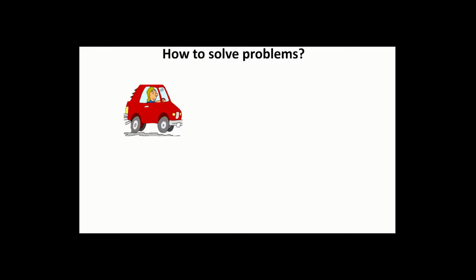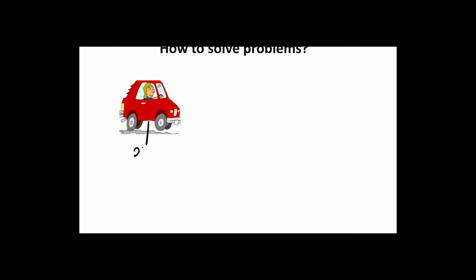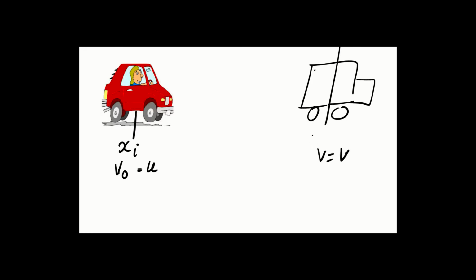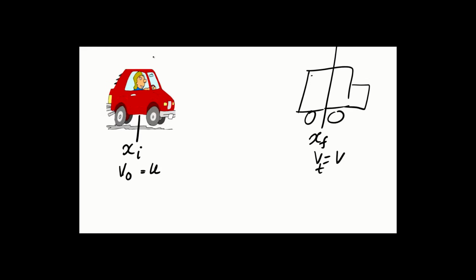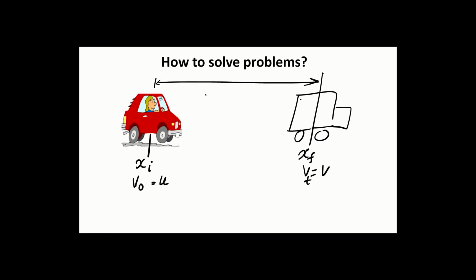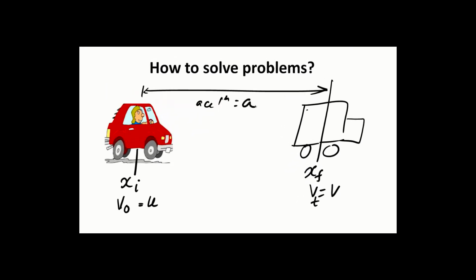So let's imagine a scenario with this car right over here, which starts from position xi and has some initial velocity which we'll say v naught, or it's equal to u. After some time this car will have some velocity v, so its position will be xf. Now it did that with constant acceleration a and it took time t and displacement was s.